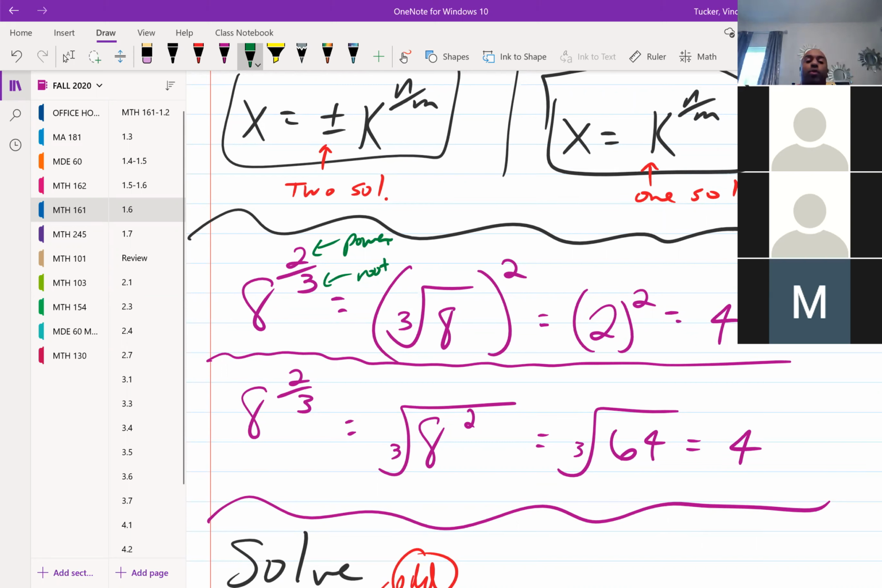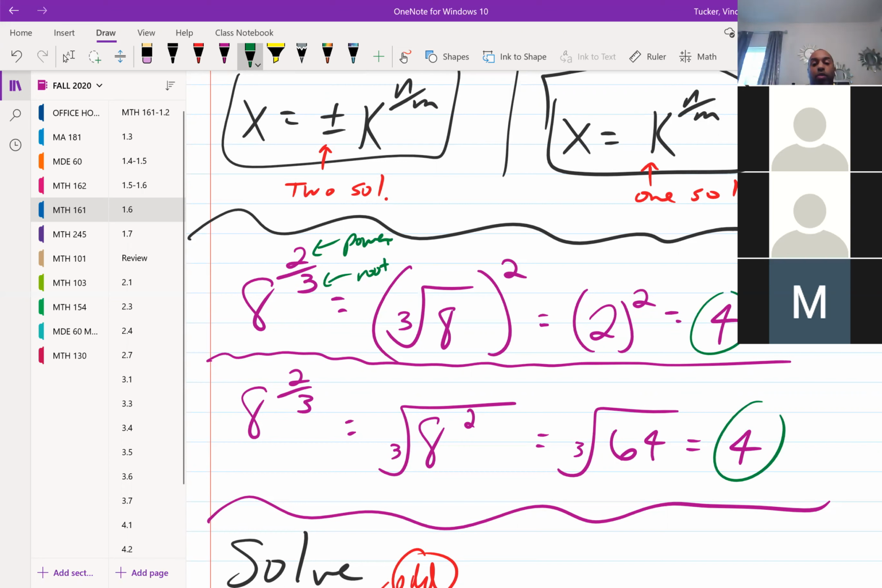So I have 8 to the 2/3 power, or to the exponent of 2/3, whichever way you want to say it. I'm going to either take the cube root of 8 and then square it, or square 8 and take the cube root of that. In the first one, I took the cube root of 8, which was 2. Then I squared it. 2 squared is 4. In the second one, I decided to square 8 first, which is 64. Then took the cube root of 64, which is still 4. So either way, you'll come up with the answer of 4.